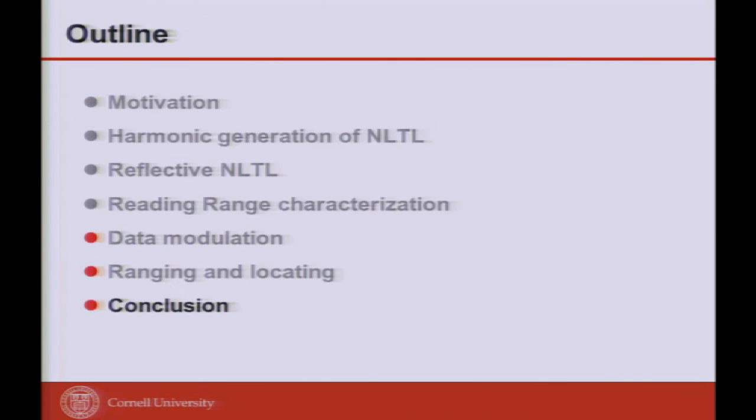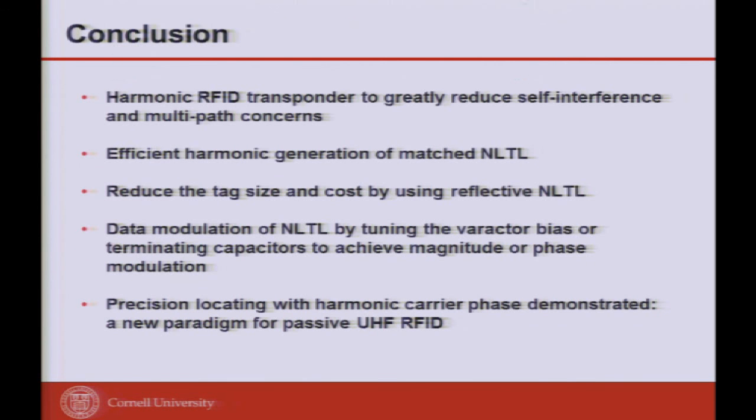Let me tell you the conclusion. Actually, I have 15 minutes because I jumped over all the data modulations, which you can get from anywhere. So harmonic RFID transponders reduce the self-interference and multi-path. That's the fundamental advantage. The disadvantage is that you have the additional harmonic conversion loss.